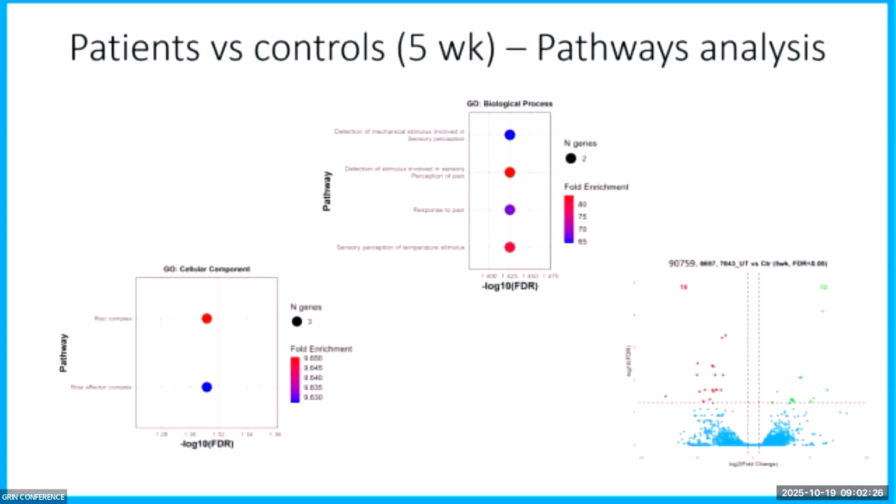And finally, we try to compare when we take all the patients together to the controls. Here there were not many pathways. There were approximately 30 genes that are dysregulated together in all these patients. But if we look at the pathways that are shared, most or all of them are related to pain or sensory perception of temperature stimulus, response to pain, sensory perception, and so forth. So these are pathways that are shared for all the patients.